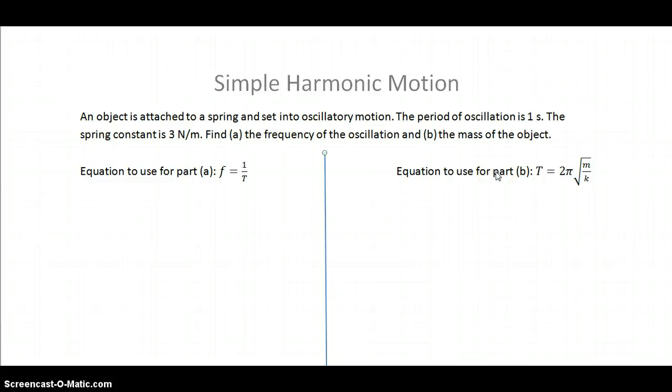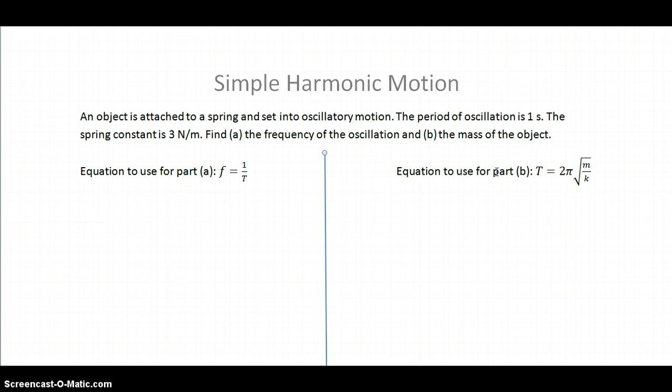Welcome to Physics Review. In this lesson we're going to be going over simple harmonic motion. The problem states an object is attached to a spring and set into oscillatory motion. The period of oscillation is 1 second. The spring constant is 3 meters per second. Part A is find the frequency of the oscillation, and B, find the mass of the object.